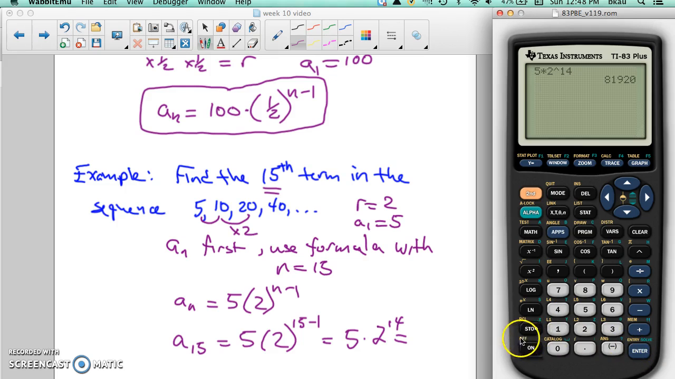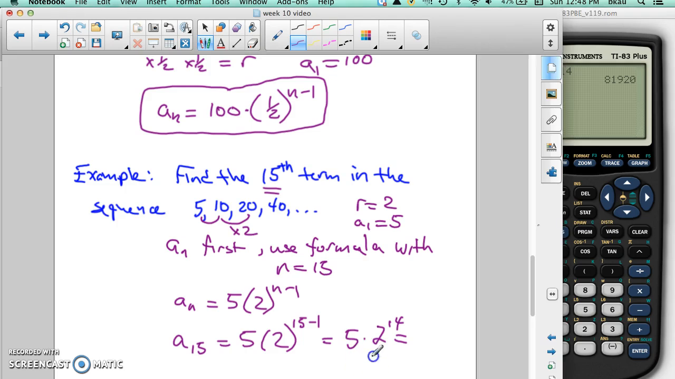So we get 81,920. So 81,920 is our solution. That's the 15th term of that sequence. We wouldn't want to write out 15 terms to figure that out. So this is a good thing that we have this formula.